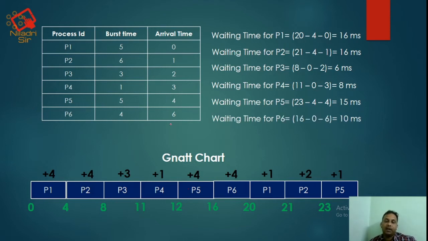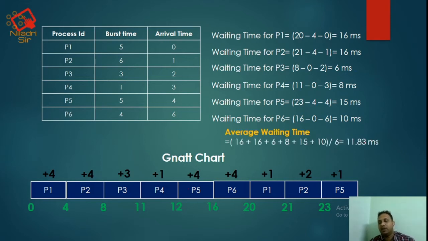So for the average waiting time, we have to add all these values and divide by 6, as the total number of processes is 6. So the answer is 11.83.